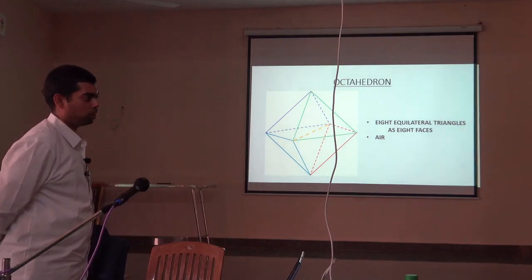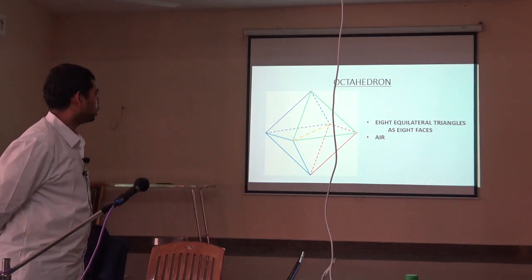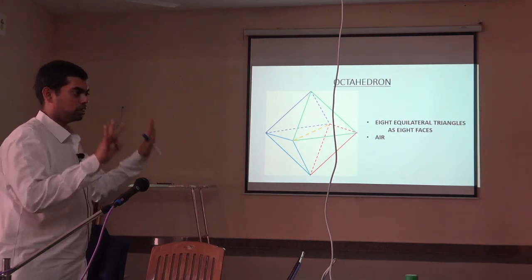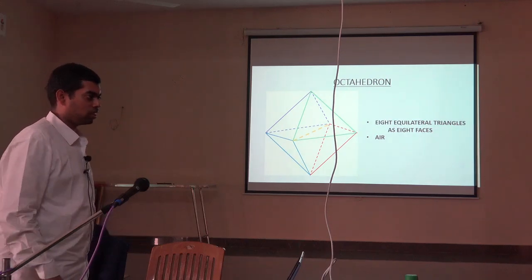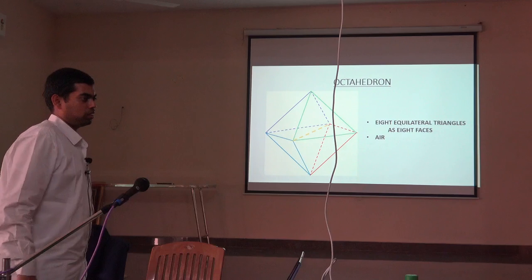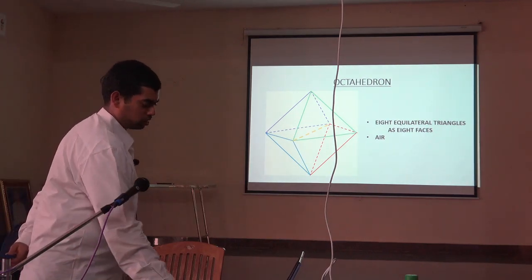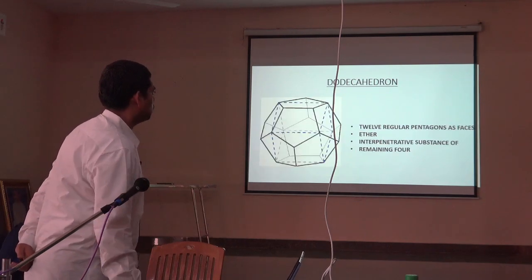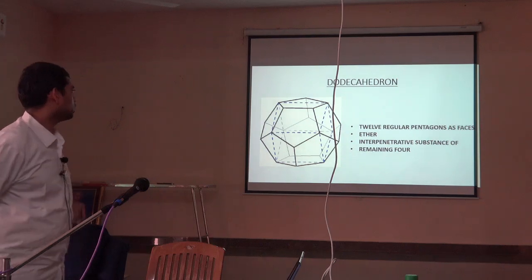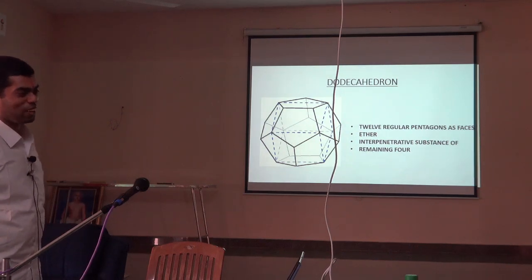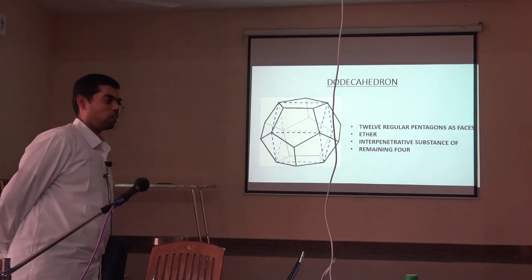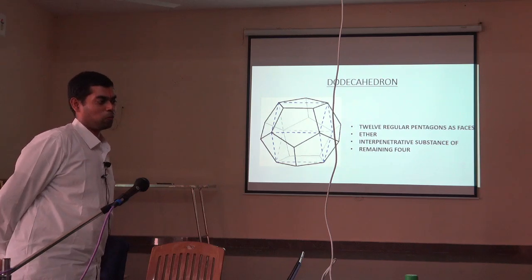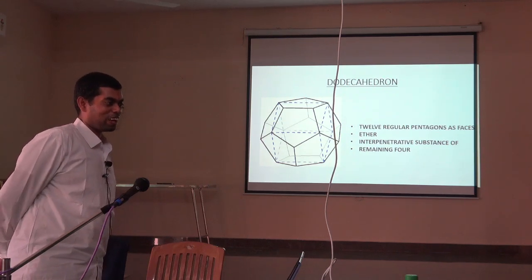And this symbol is called octahedron. This has 8 equilateral triangles. Okay? And this is the symbol of air. Octahedron. These are all given by Pythagoras. So I thought you may be interested to see the pictures of this.